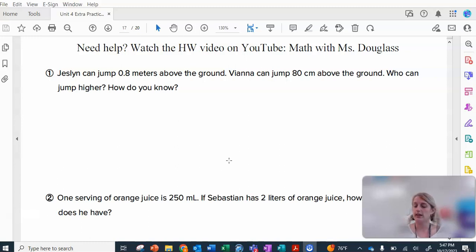So we have meters and we have centimeters. A lot of the problems in today's homework are less about, hey, convert this, and more about, okay, I have two options. They're in different units. I need you to compare them.